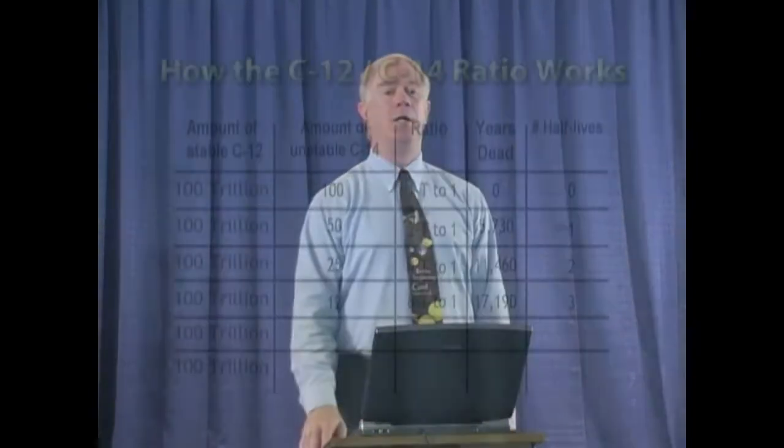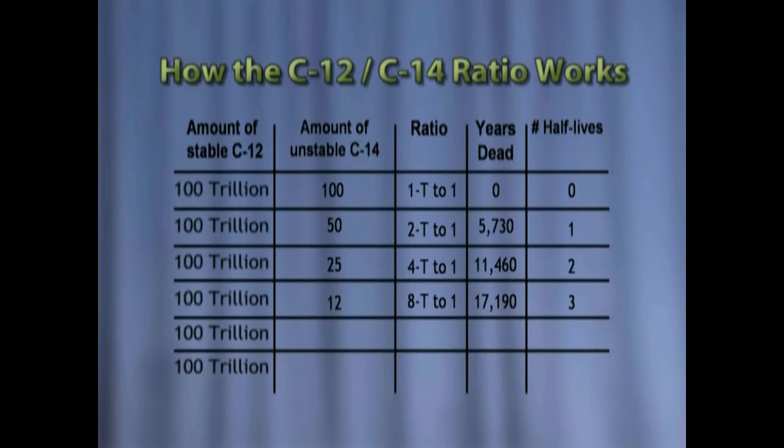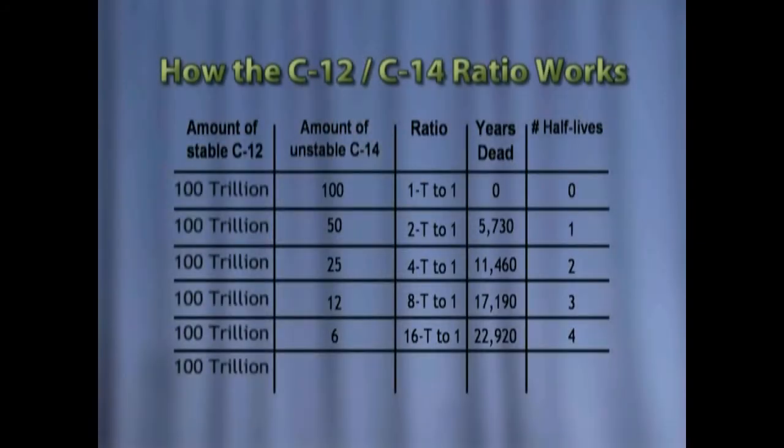Well, let's take another scenario. Again, 100 trillion carbon-12 atoms. Well, we only find about 12 carbon-14 atoms. That gives us a ratio of about 8 trillion to 1, or about 3 half-lives have expired, or it's been dead about 17,190 years. That's how we do the dating. Another scenario. Again, 100 trillion carbon-12 atoms, but we only find about 6 carbon-14 atoms. That is a ratio of 16 trillion to 1, so that means 4 half-lives have expired, or about 22,920 years ago is when that creature died.